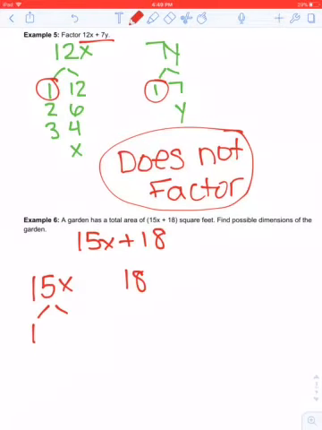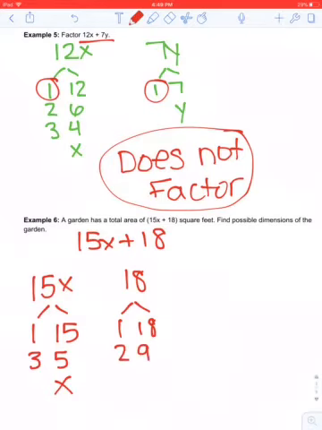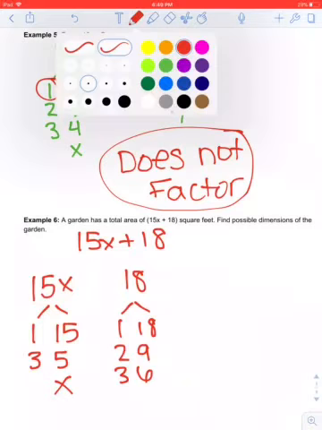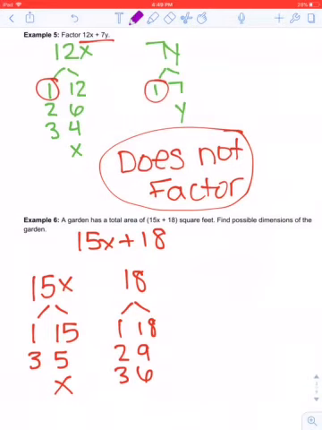So 15, we have 1 and 15. 2 doesn't work. We have 3 and 5. And now we're back, 4 doesn't work, and then we're back over to 5, and then it has an x. If we take a look at the 18, we have 1 and 18. We have 2 and 9. We have 3 and 6, 4 doesn't work, 5 doesn't work, and then we're back with 6 on the right-hand side. So we can circle the things that are alike. So we have 1 and 1, 3 and 3. That looks like it's the biggest.